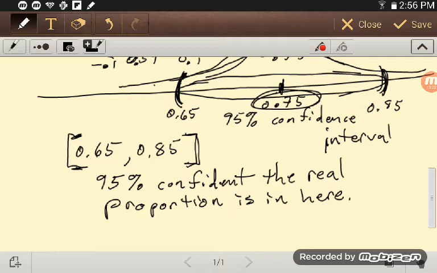And you got to be a little careful, because what we're saying is, and we'll talk a little bit more about the 95% confident, that we say the real proportion is in here somewhere. So it might be 0.85, it might be 0.65, it might be 0.75, it might be 0.683, something like that. I don't know where it is, but I think it's in there somewhere. Now, what do we mean by 95% confident?